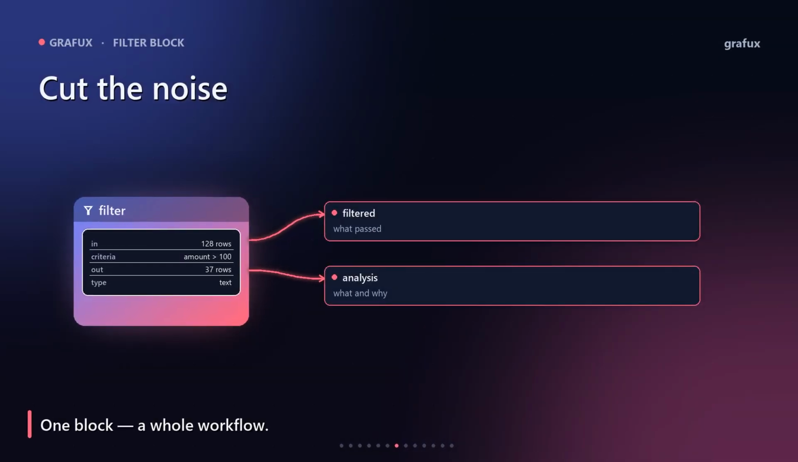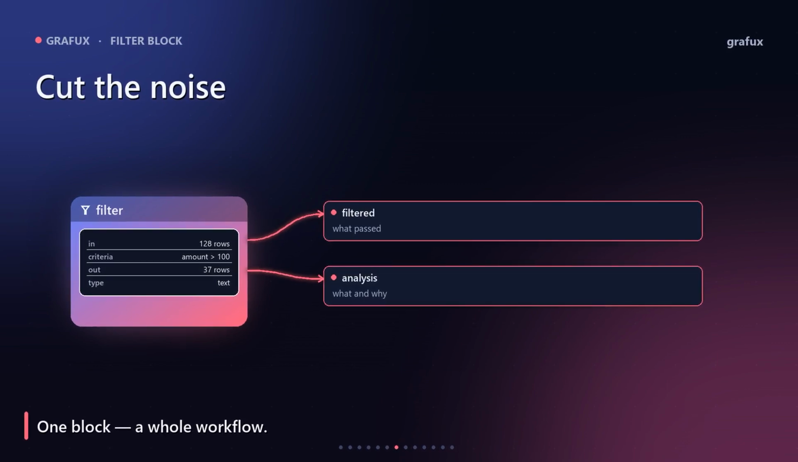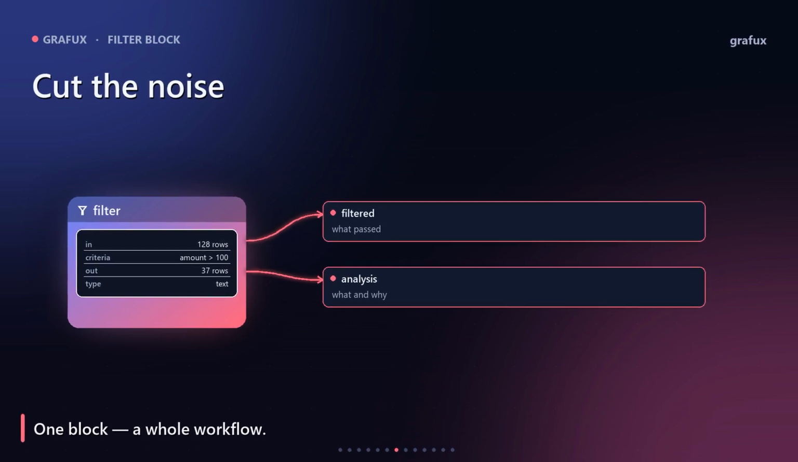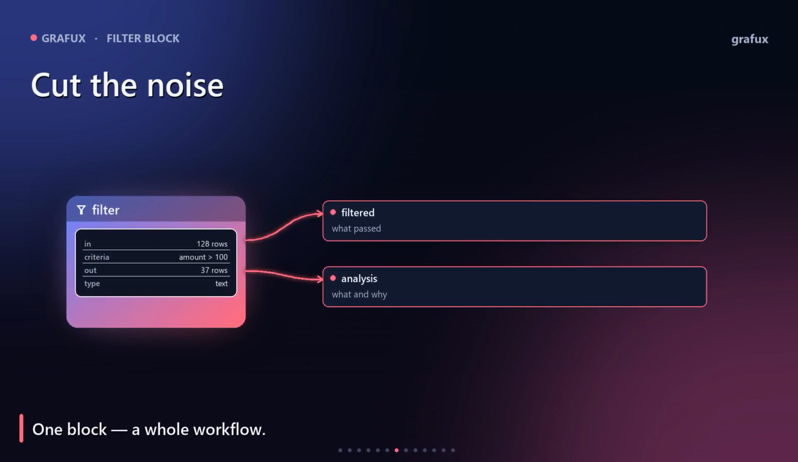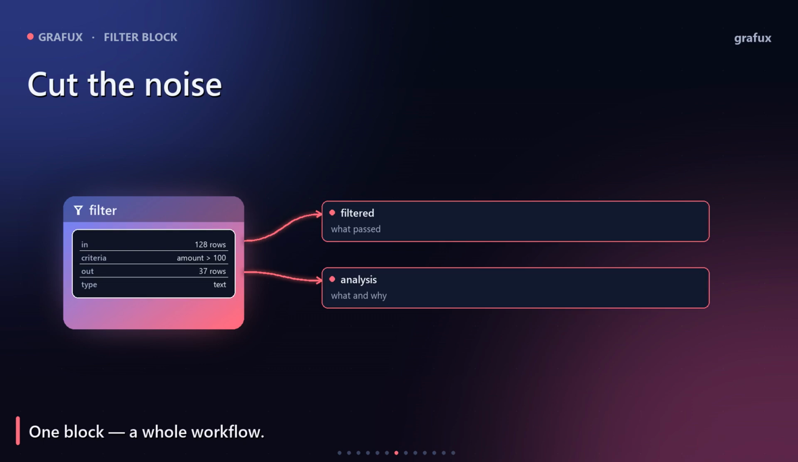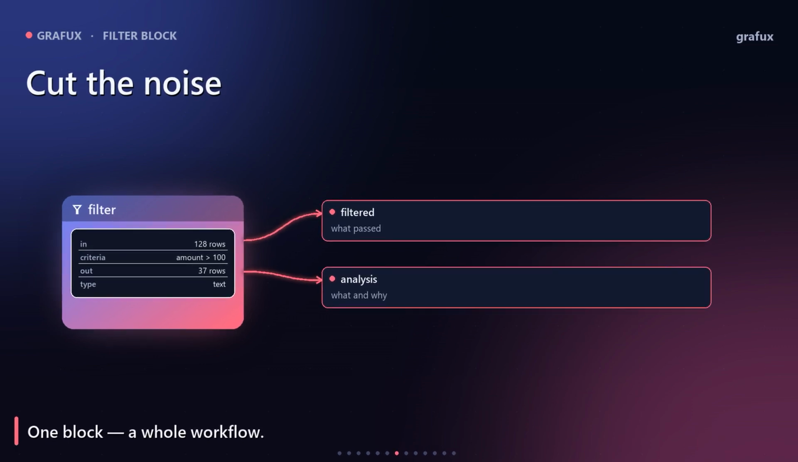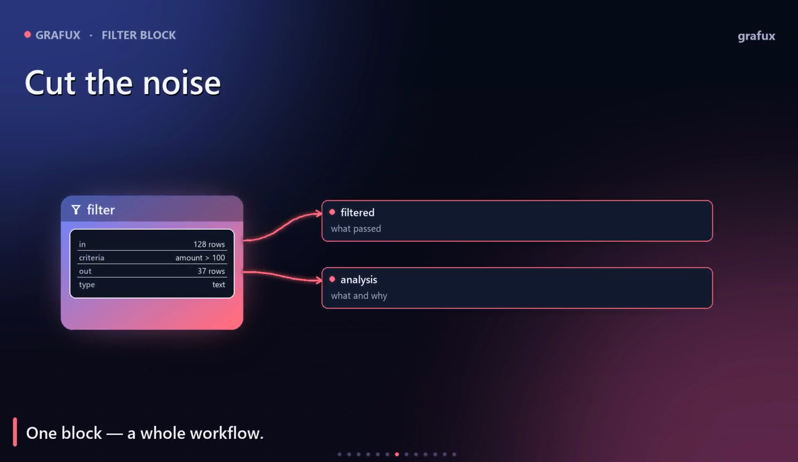Alright, let's make this real. Point it at a pile of rows and a rule. Only orders over $100, and the filter block runs the Python and passes on just the matches, with a note on what it dropped. That right there is the filter block, one single node, doing the work of an entire workflow. And you built it just by describing what you wanted.